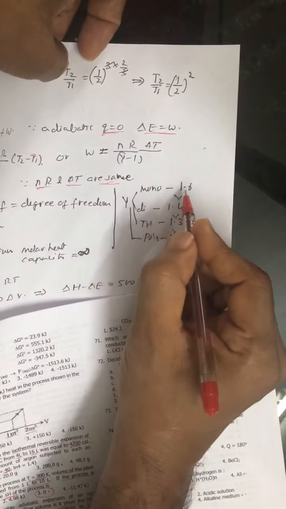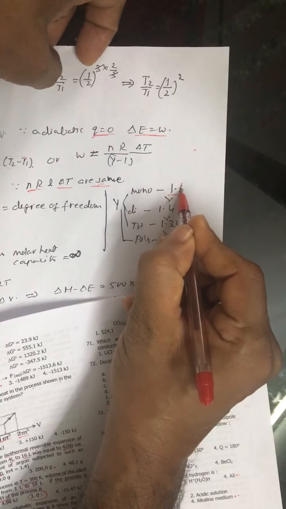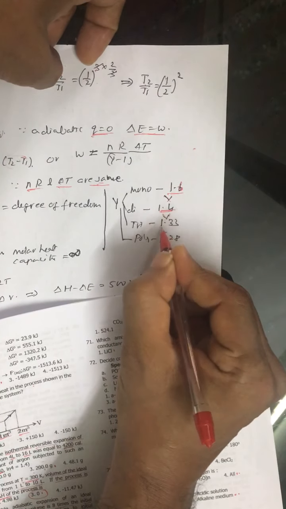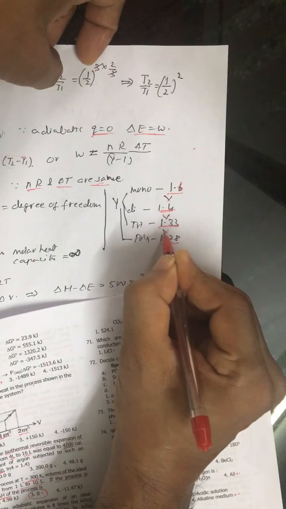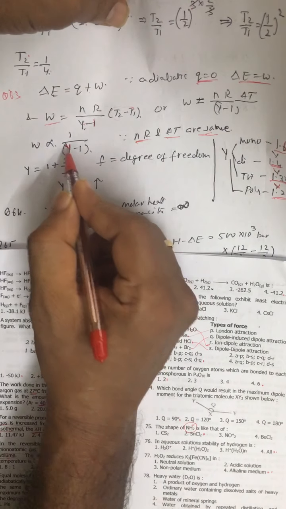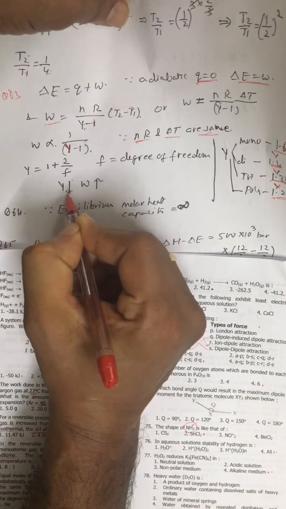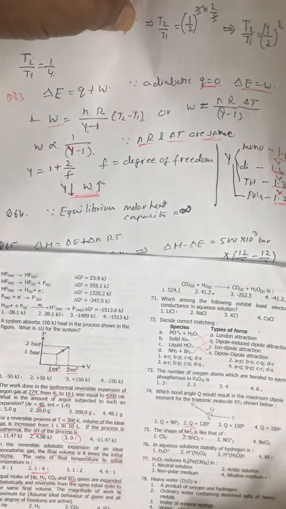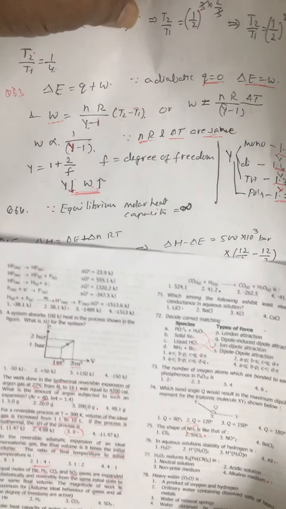So gamma for monoatomic it is 1.6, for diatomic it is 1.4, for triatomic it is 1.3, and for polyatomic further less. So for SO3, gamma is least, so work done is maximum. So the correct answer is SO3. Now look at question number 64.